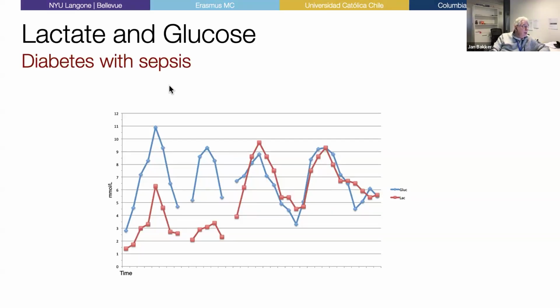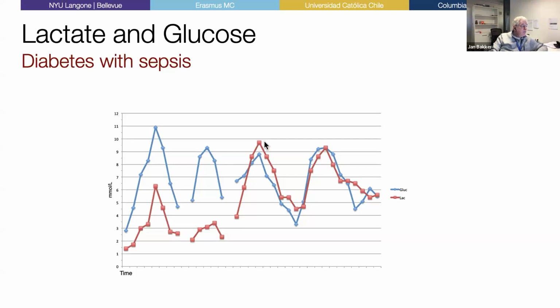And this is a simple demonstration of the problem. This is a diabetic patient with sepsis. And in blue, you see glucose. And as you can see, the glucose is not crazy. The highest glucose was 11 because all these patients have, of course, insulin. And so the variation in glucose was not huge, somewhere between 5 and 11. But with every rise and fall in glucose, there was a rise and fall in lactate.